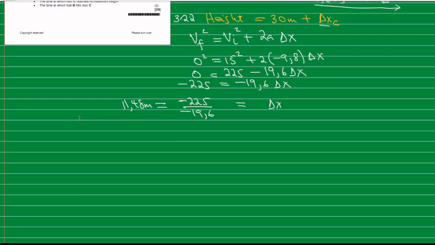So let's come to our height now. Our height above the ground is going to be 30 meters plus the 11.48 meters, which is going to give us 41.48 meters. So that is the height above the ground.